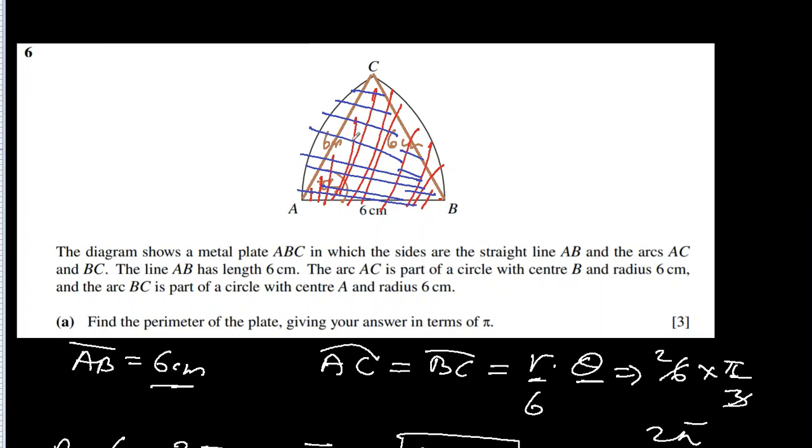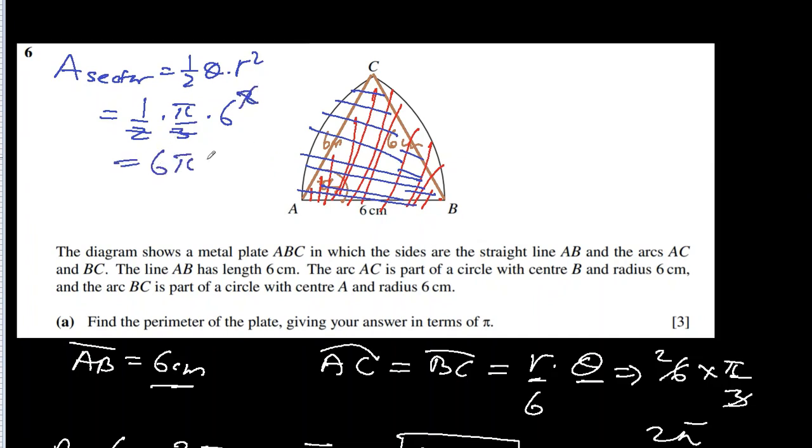Because both the sectors are exactly the same, the area of a sector is half theta r squared. So the area of one sector will be half times theta, which we just found out is pi over 3, times the radius 6 squared. 6 will cancel with one of the 6's, so 6 pi is the area of one sector. But there are two sectors, right? Their area will be 2 times 6 pi, which is 12 pi.